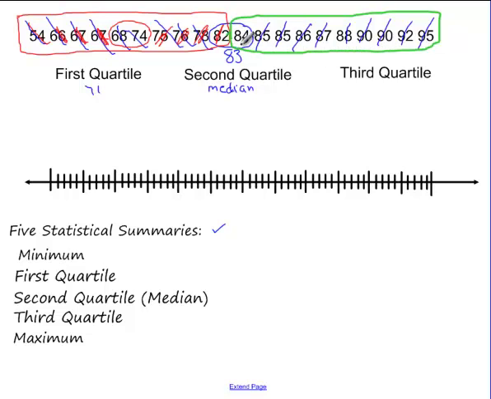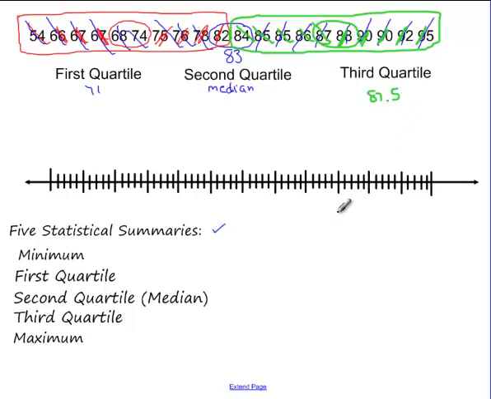Another way to do this would be, instead of using my little arrows, you could go 1, 2, 3, 4, 5, 6, 7, 8, 9, 10. Okay, that means 5 numbers here. 1, 2, 3, 4, 5. 5 numbers here. 1, 2, 3, 4, 5. So what's in between 87 and 88? 87.5.